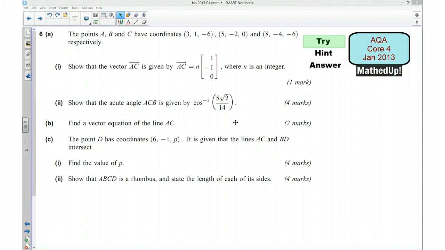Hi, this is question 6 from the AQA Core for January 2013 exam paper. For the first part of this video, I'd like you to see if you can have a try at the question. So if you'd like to pause the video now and give it a go.